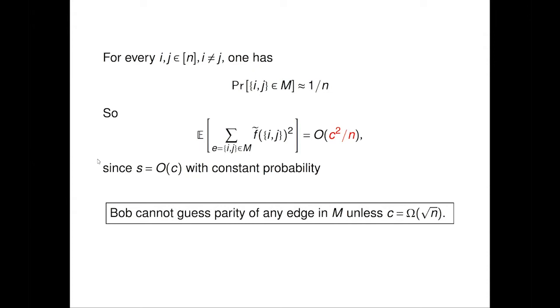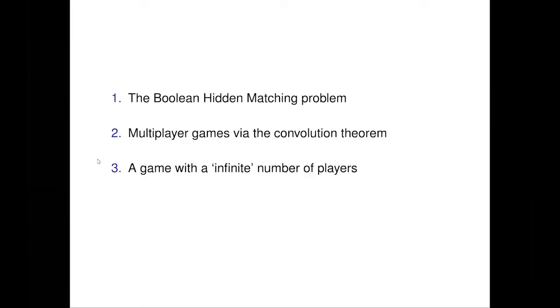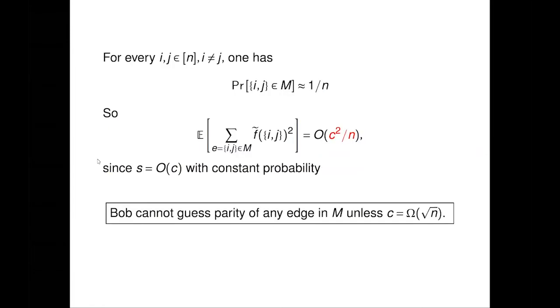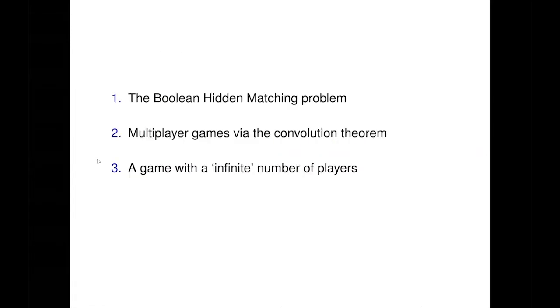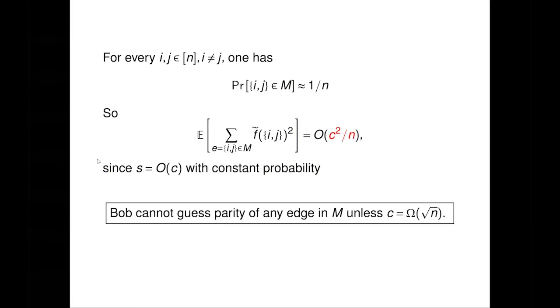Of course, this doesn't really show that the distribution of Bob's XORs is close to uniform, but a similar higher-order version of this analysis establishes this. Okay, great. So this is the Boolean hidden matching problem. Are there any questions so far? Okay, seems not.